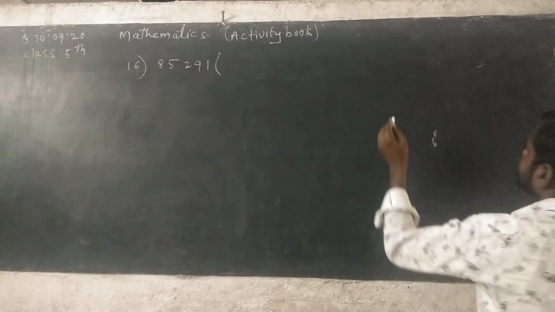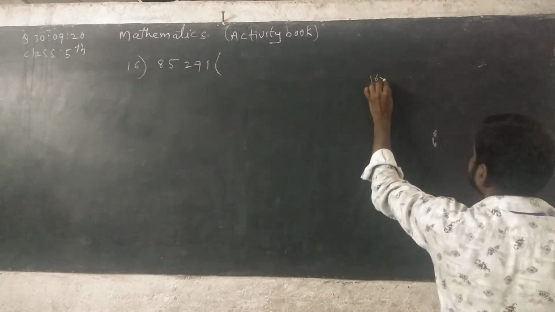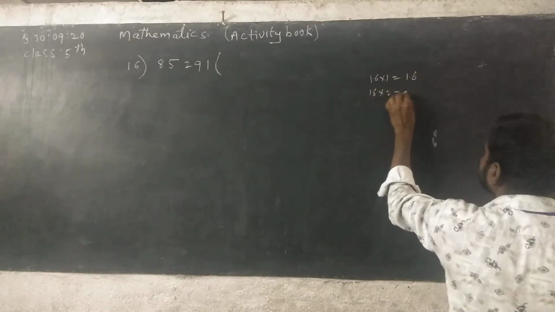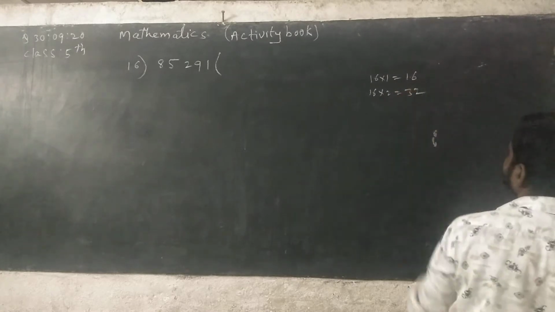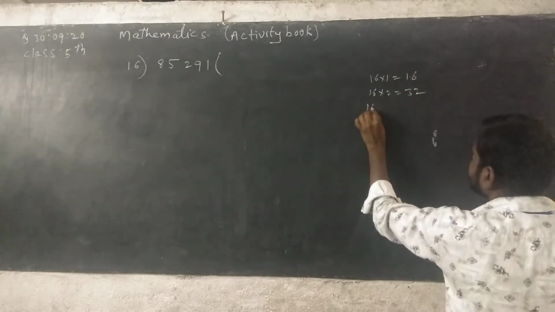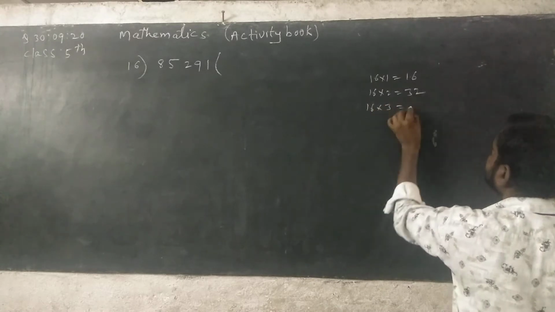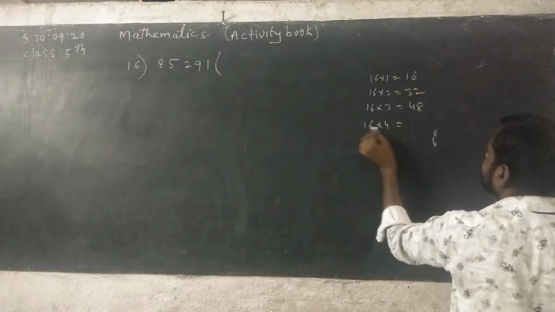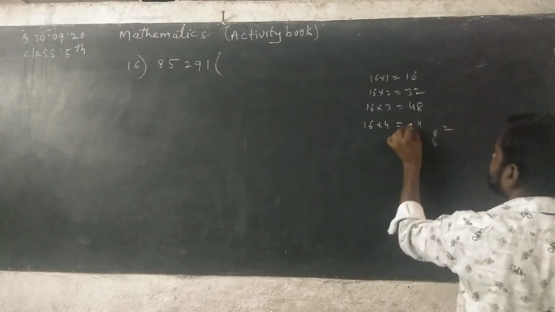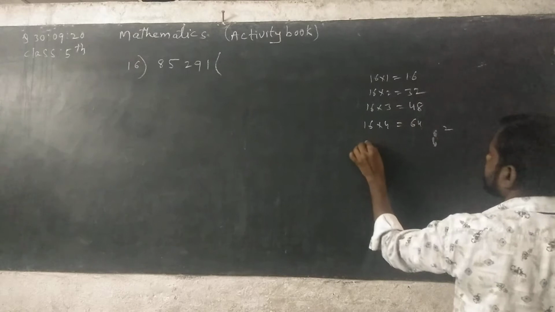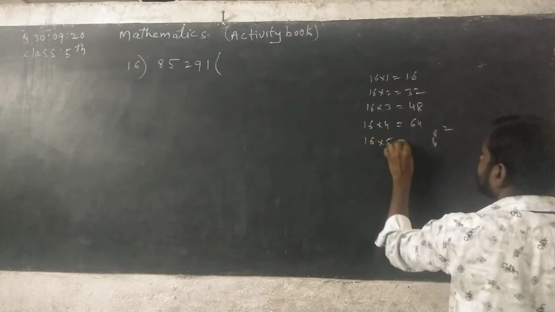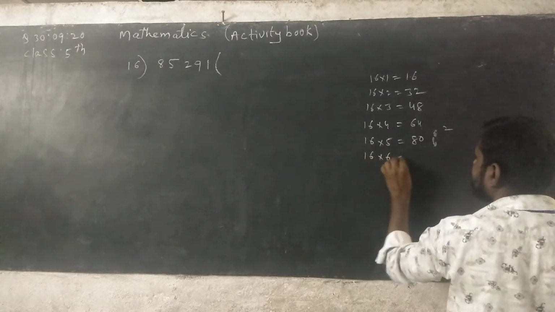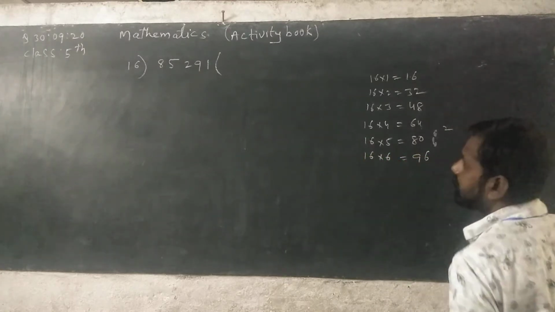First we can write the 16 table here. 16 ones are 16, 16 twos are 32, 16 threes are 48, 16 fours are 64, 16 fives are 80, 16 sixes are 96, like that.